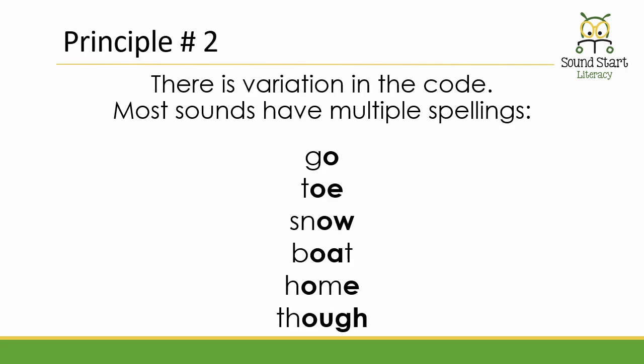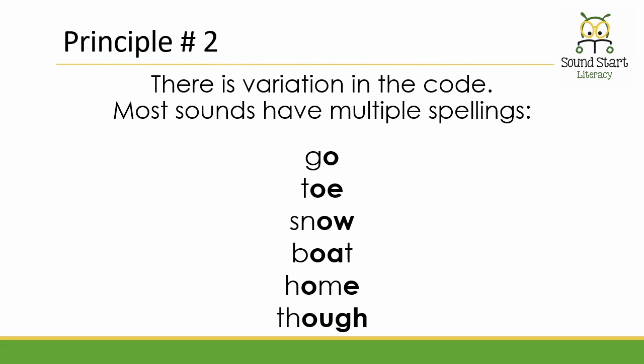Principle 2. There's variation in the code, meaning that most sounds will have multiple spellings. So here's an example of different ways that we can spell the O sound. And there are always going to be those sort of unusual, uncommon spellings. Sometimes it might be the only spelling that represents a word. We tend to not really address those unless it's a high frequency word, a word that students will see all the time, then we're going to include it. But for the most part, we're focusing on the spellings that the students are going to see that are more common.